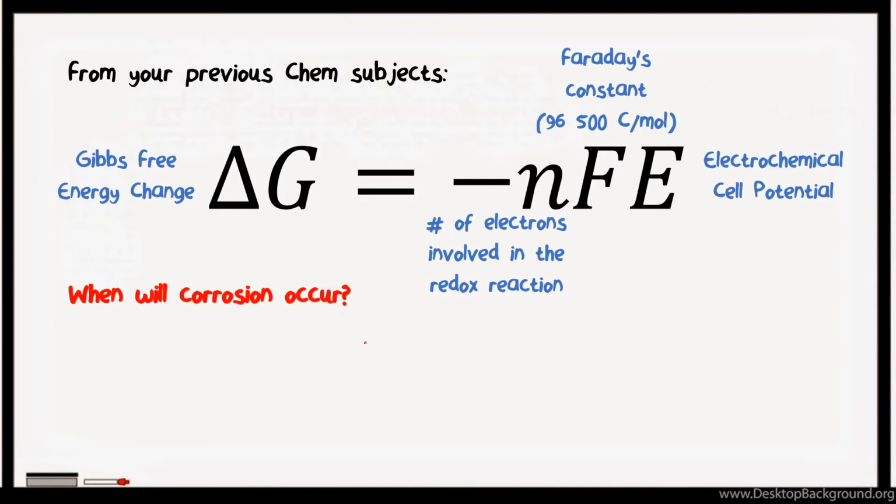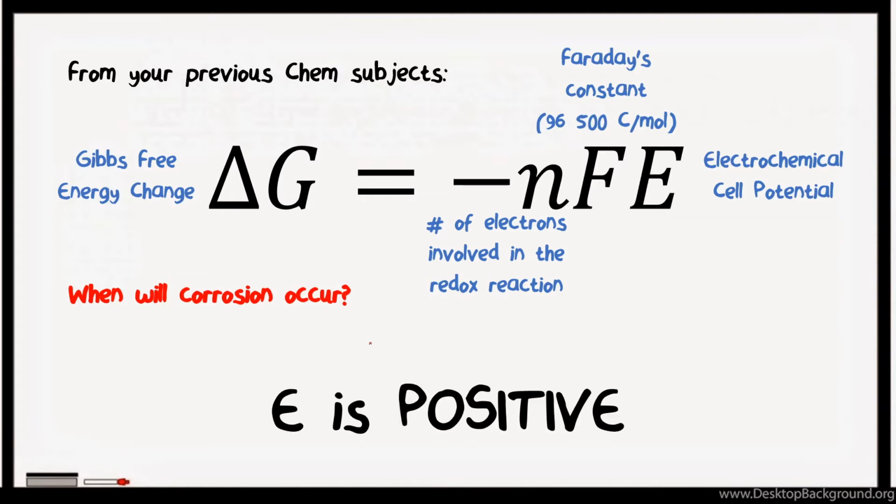So we know that corrosion would occur when your electrochemical cell is spontaneous. And spontaneity is given when delta G is negative. If delta G is negative, E is positive. Though do recall that the magnitude of the delta G does not really correspond to the speed of the reaction. Thermodynamics is different than kinetics. Just remember this for now.